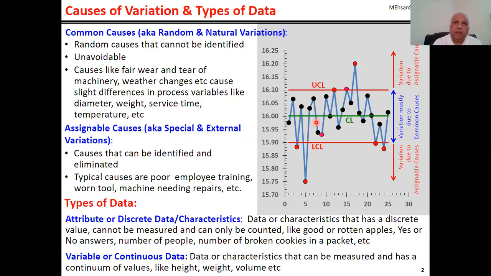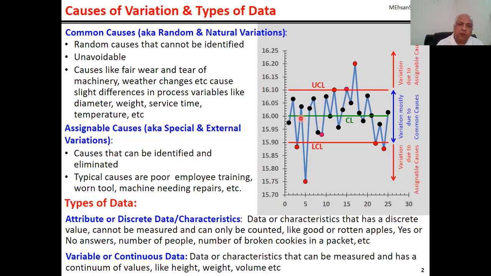There are things which cannot be measured. They can only be counted, or about which we can say yes or no, true or false, good or bad, hot or cold. But there are things which can be measured. You can measure the height, weight, density, and so many other things.